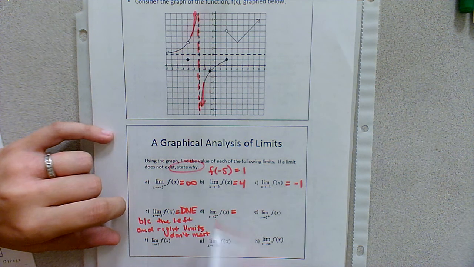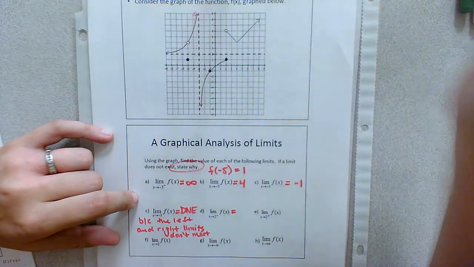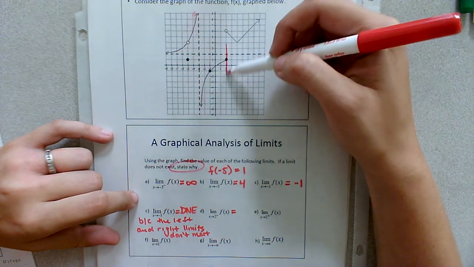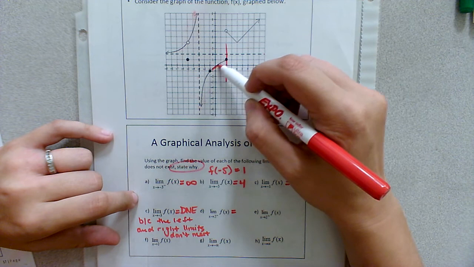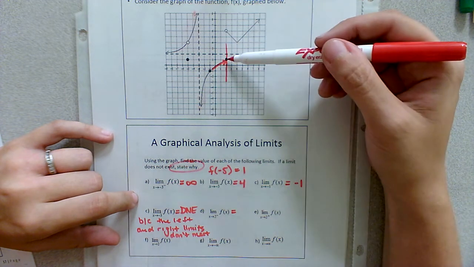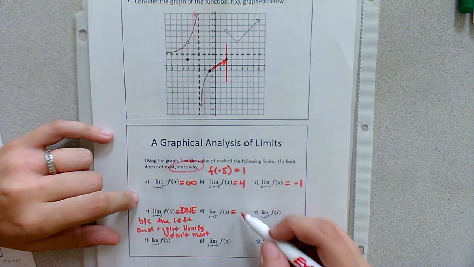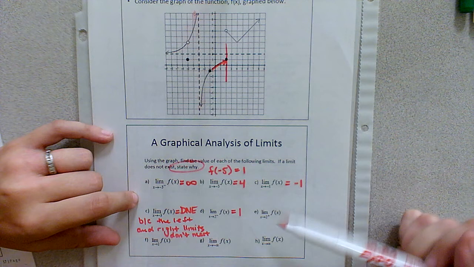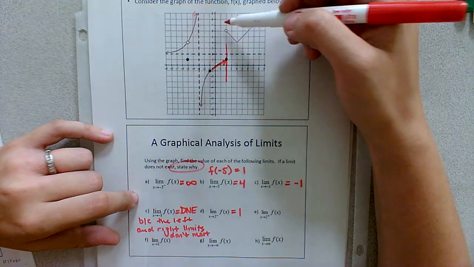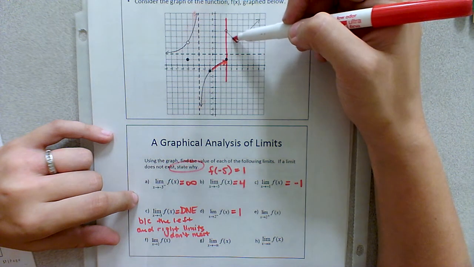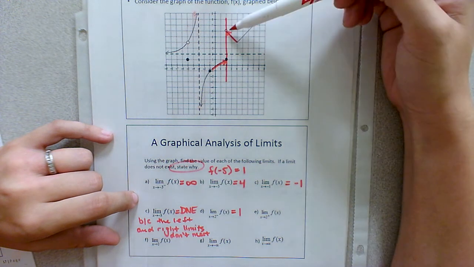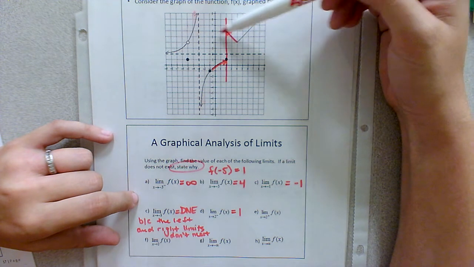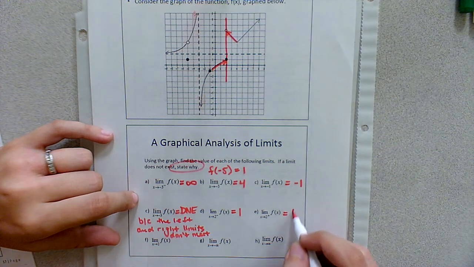The next one, we want to approach 2, but just from the left. So here's our x value of 2. If we trace the left-hand side, we're getting closer to the closed circle, which has a height of 1. Let's try the next one. If we approach 2 from the right side of the graph, we would be getting closer and closer to the hole, which has a height of 6.